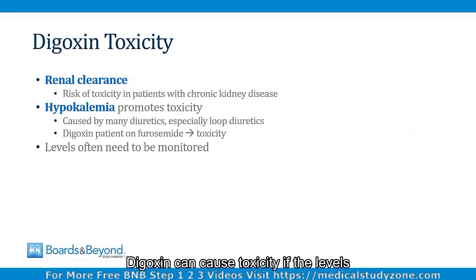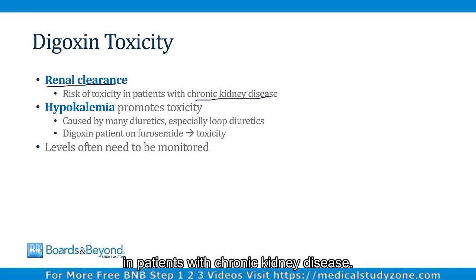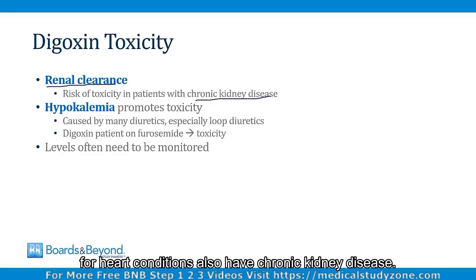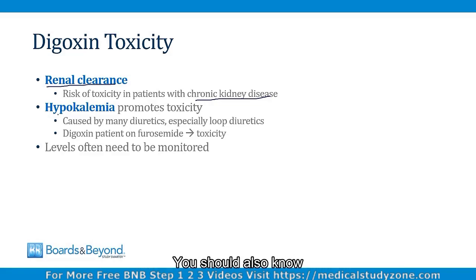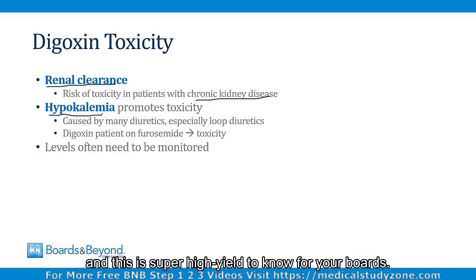Digoxin can cause toxicity if the levels in the serum get too high. First of all, digoxin is renally cleared, so there's a greater risk of toxicity in patients with chronic kidney disease. And many patients who need digoxin for heart conditions also have chronic kidney disease. You should also know that hypokalemia promotes dig toxicity, and this is super high yield to know for your boards.